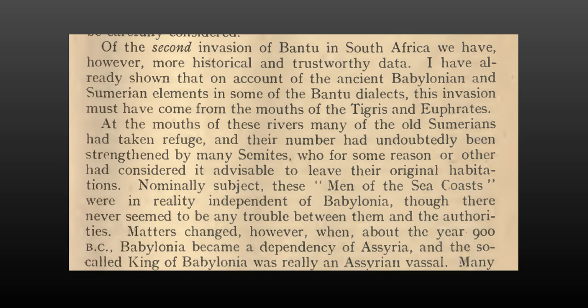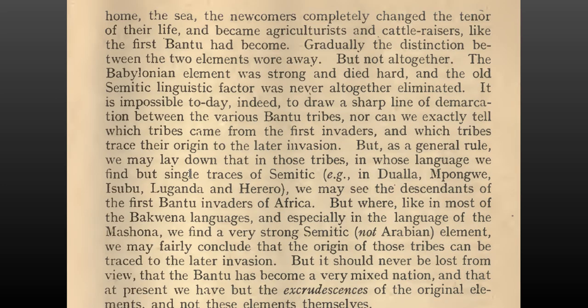Matters changed, however, when about the year 900 BC, Babylonia became a dependency of Assyria, and the so-called king of Babylonia was really an Assyrian vassal. The newcomers completely changed the tenor of their life and became agriculturalists and cattle raisers like the first Bantu had become. Gradually, the distinction between the two elements wore away, but not altogether. The Babylonian element was strong and died hard, and the old Shemitic linguistic factor was never altogether eliminated.